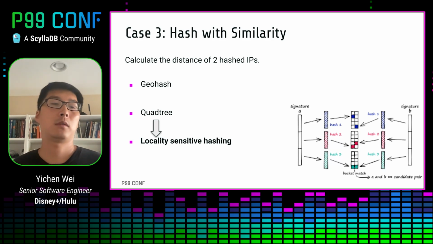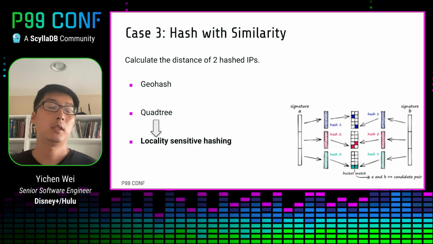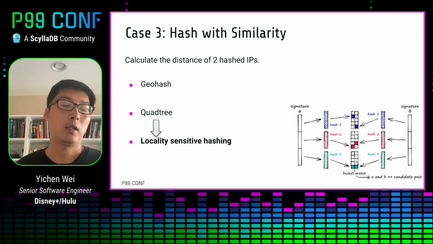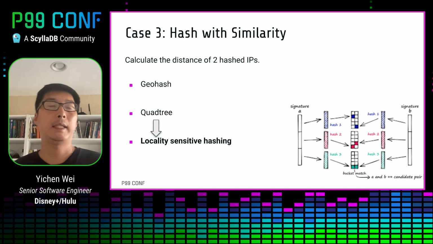Can we just do the projection from the high dimension to the low dimension and calculate the similarity? So we don't need the distance anymore. We just calculate the similarity of these two data points, and then see if there's any correlation or connection between the different hashed IPs. That's the idea behind why we want to use locality sensitive hashing.